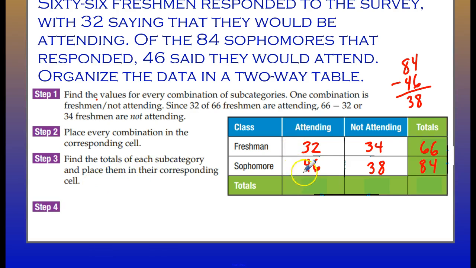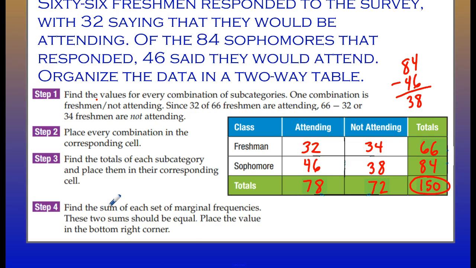Step 3 says find the totals of each subcategory and place them in the corresponding cell. So the total number of people attending, if I just add these together, is 78. Adding the non-attendings together, I get that 72 are not attending. Finally, your total down here is going to be adding these two categories together, which should be the same value as adding these two categories together. So 78 plus 72 is a total of 150. Step 4, find the sum of each of the marginal frequencies. These two sums should be equal. So 150 plus 150.